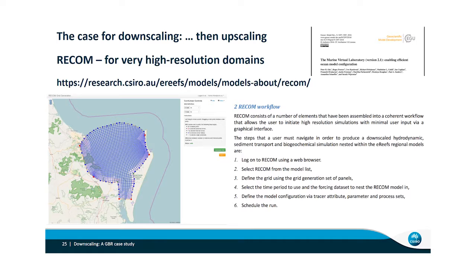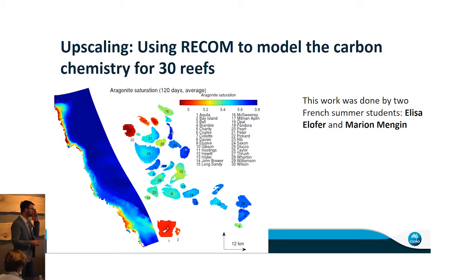But what does that actually enable you to do? So recently we had 2 French summer students come and work with our group, Elisa and Marion, and they put together very high resolution models of 30 of the reefs within the GBR region. These are the 30 reefs that are scattered so that reef number 1 and 2 correspond with these ones down here, and reef number 22 and 17 are these ones up here.